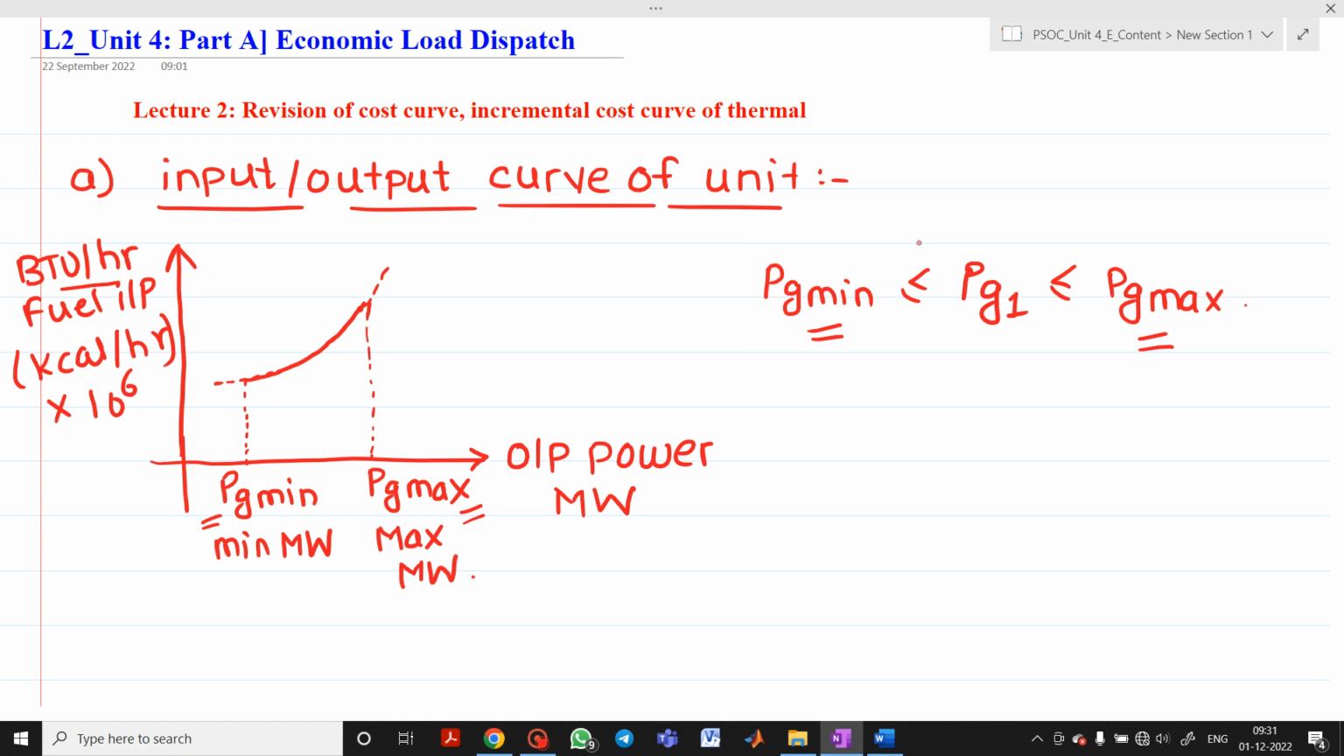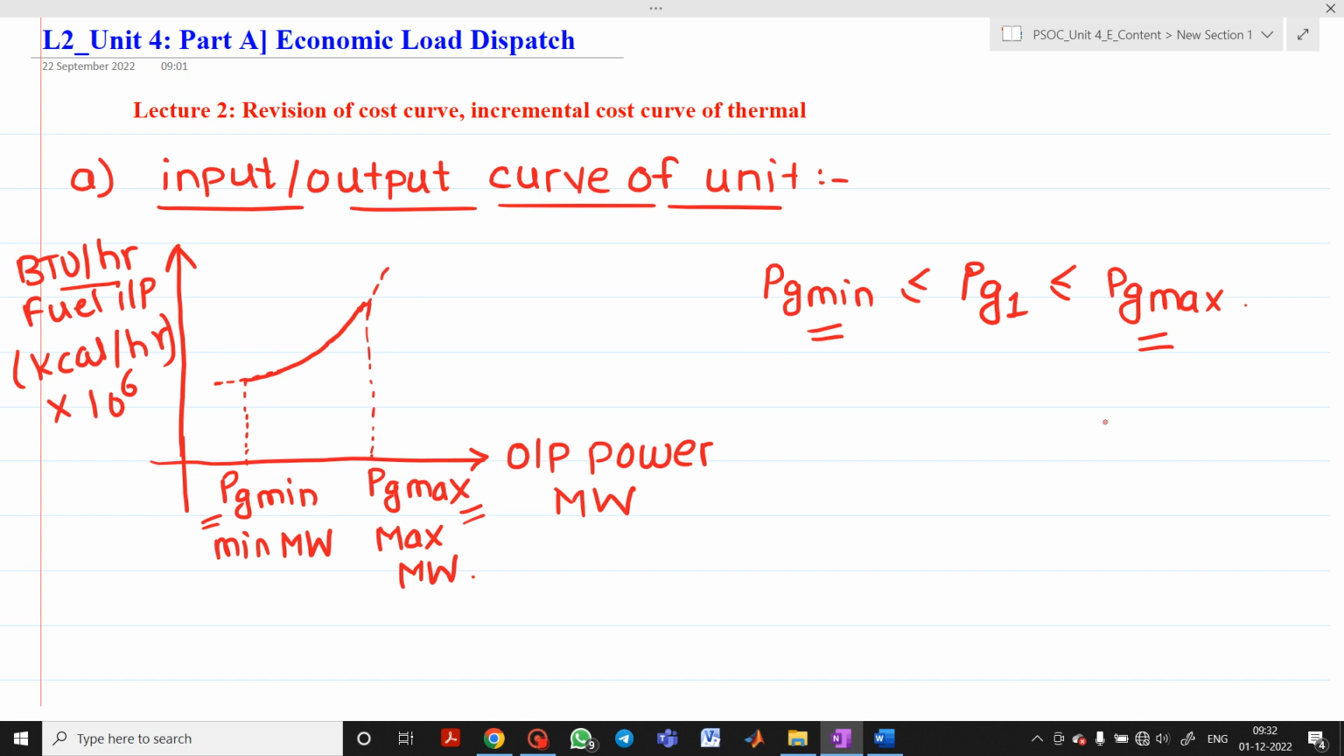Now here, the cost per kilocalorie shown in the input output characteristic curve can be converted into a fuel cost curve also. So please remember, what is this input output curve of a unit? It is the curve drawn between output power in megawatt and the fuel input to the turbine, which will be in BTU per hour or kilocalorie per hour.